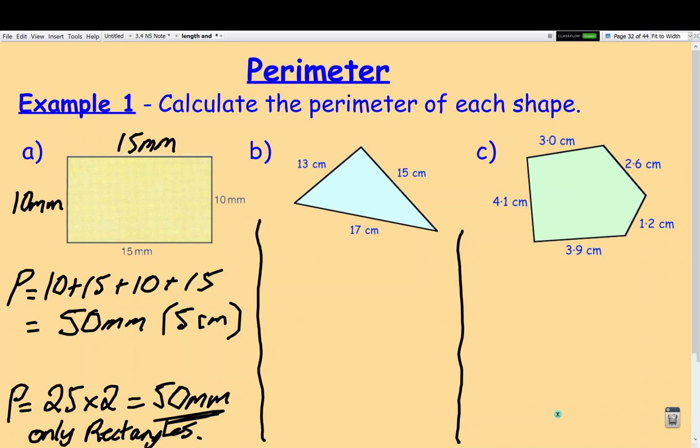Okay, so that's your most basic situation there. The perimeter of the next shape is not a rectangle, it's a triangle. So can you now make a little sketch of that into your jotters, please. This time we have 3 lengths, of course, in a triangle. We've got 13 centimetres, 15 centimetres, and 17 centimetres.